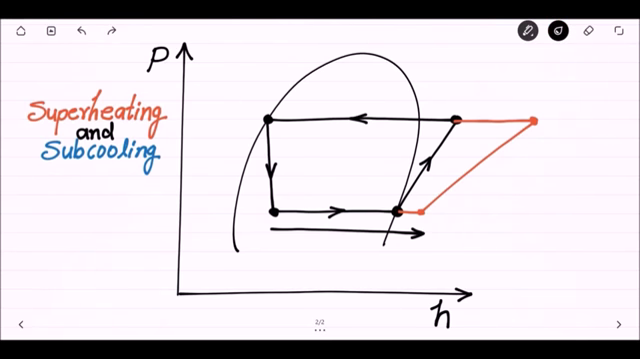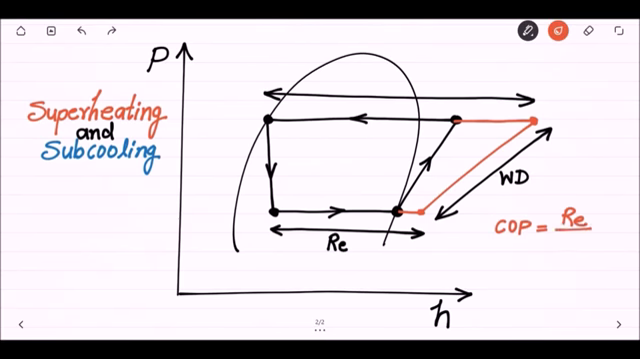Due to superheating, the refrigeration effect will increase, but work done required in the compressor will also increase. In short, output as well as input both increases. Hence we can't predict whether the COP will increase or decrease. The result will vary from refrigerant to refrigerant.